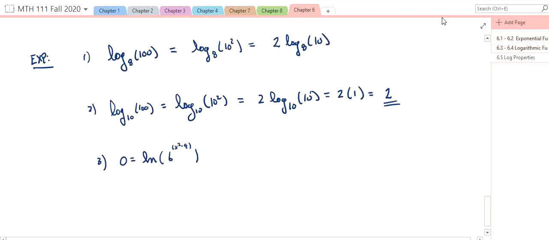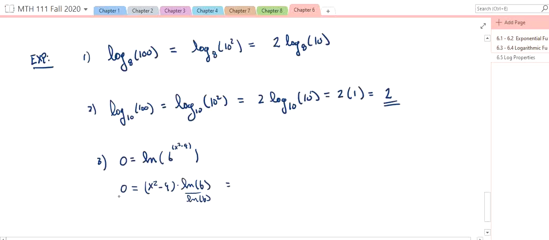Or say you have an equation, 0 equals natural log of 6 raised to the power of x squared minus 9. Well, this equals x squared minus 9 times the natural log of 6. This is in the exponent, so I can pull it out in front of the log function. So natural log of 6 is like a constant. Say this equals 0. So now I can divide both sides by natural log of 6. Since this is a constant, you can take your calculator out and calculate this number. It is something like 1.792 or something.